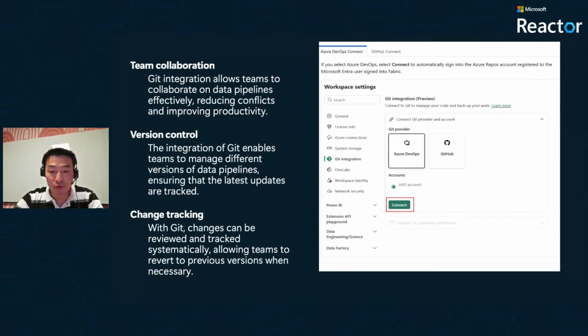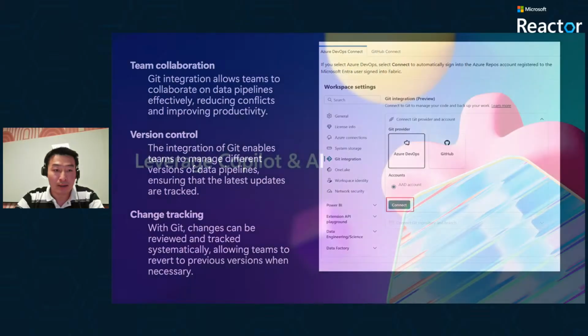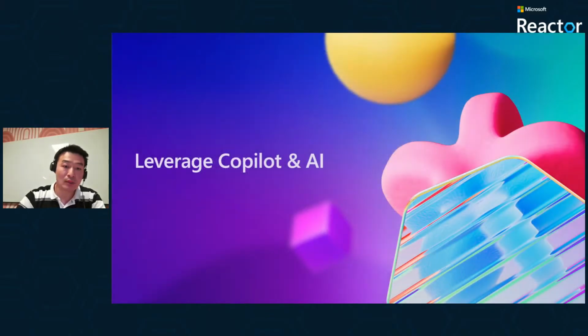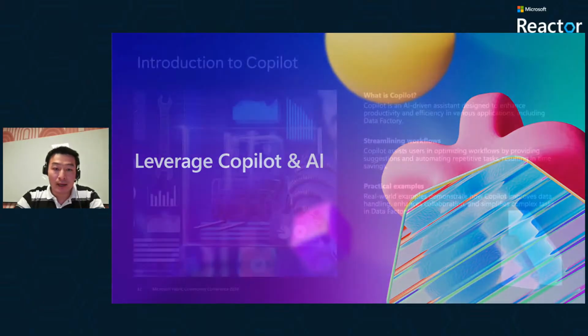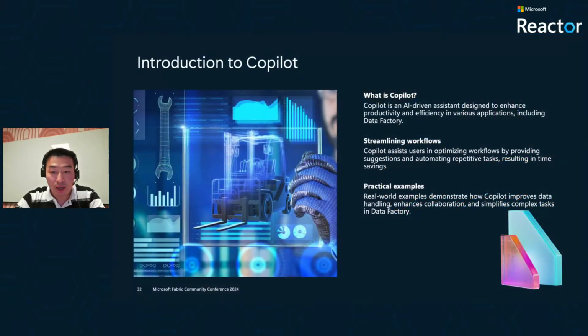So now let's move to the next topic. The next page is to talk about how AI is enabled in Data Factory. So let's move to the detail.